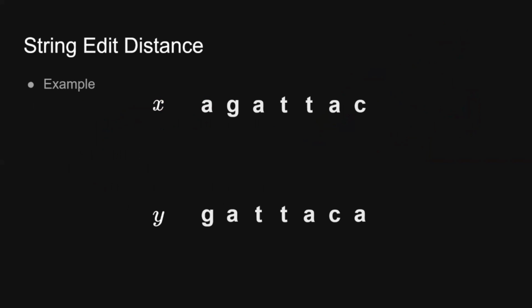Now, I just want to jump directly into the example. This is the same example that we saw a few slides ago. Again, GATTAC is repeated. The only difference is the A. Now, try to think how you would convert the string X to produce string Y. I'll give you a few seconds to think about it.